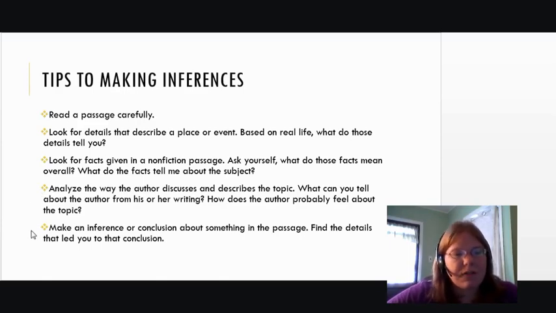And then make an inference or conclusion about something in the passage. Find the details that led you to that conclusion. If you're going to make an inference or a conclusion, you should then be able to pick out the details from the passage that you used to make that inference or conclusion.